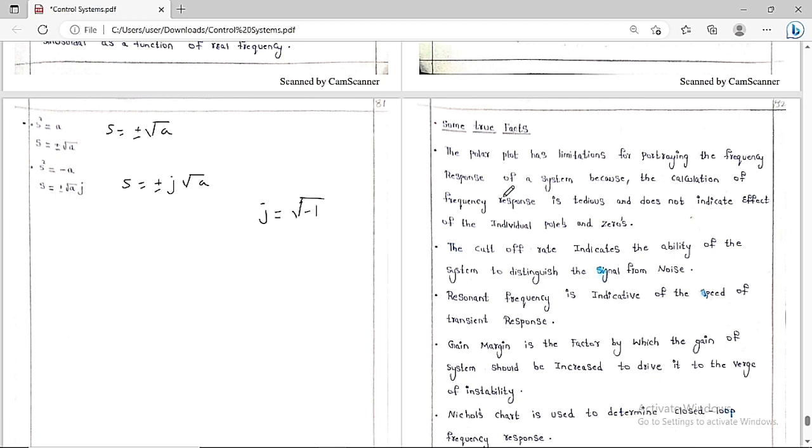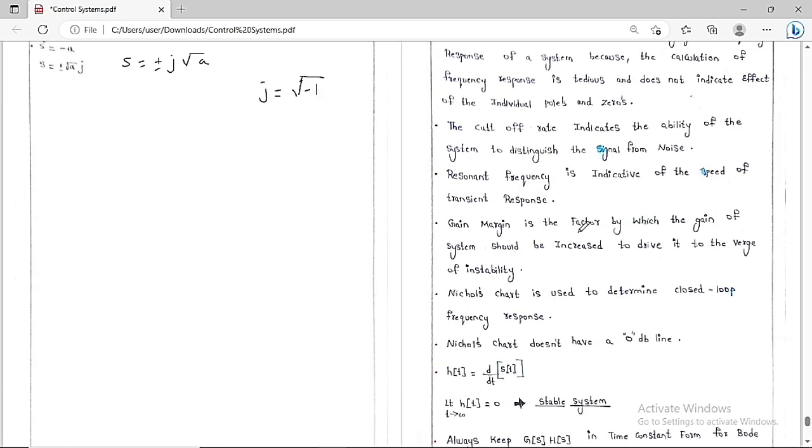The next point is resonant frequency is the indicator of the speed of the transient response. So resonant frequency, I have already told you, which is omega r is equal to omega n into root over 1 minus 2 zeta square. So this is called a resonant frequency. So resonant frequency is the indicator of the speed of the transient response.